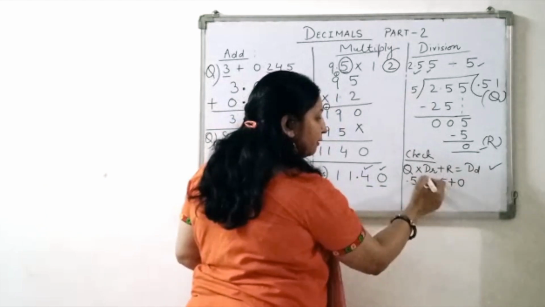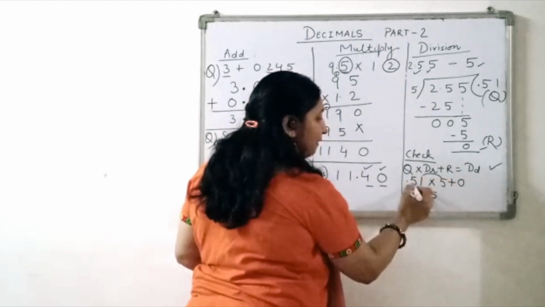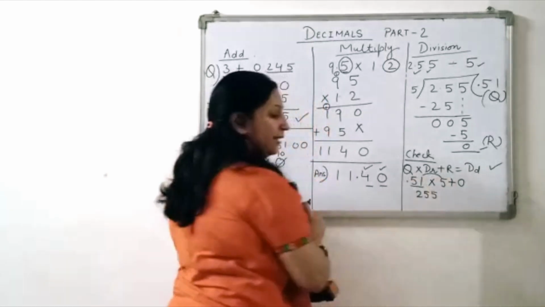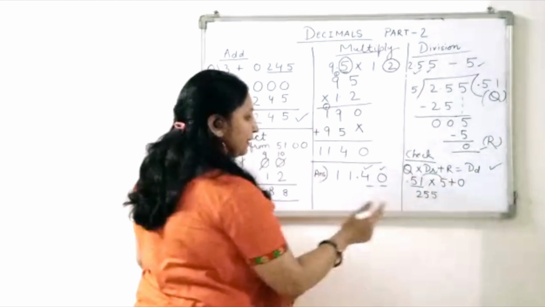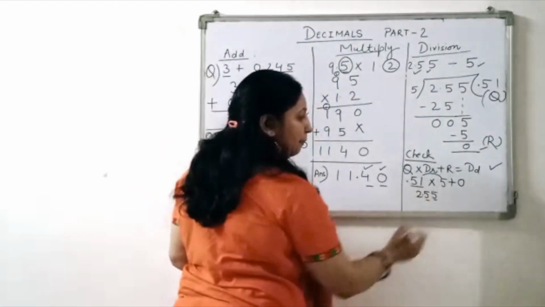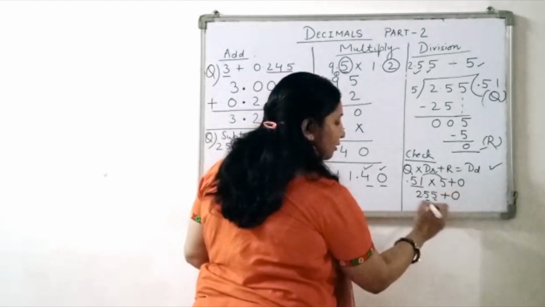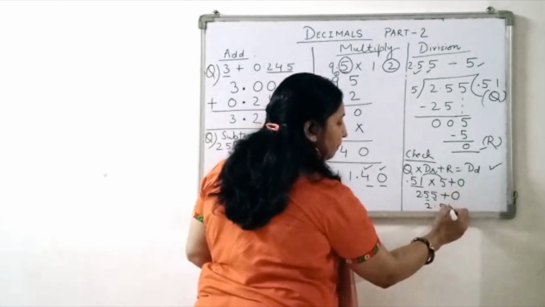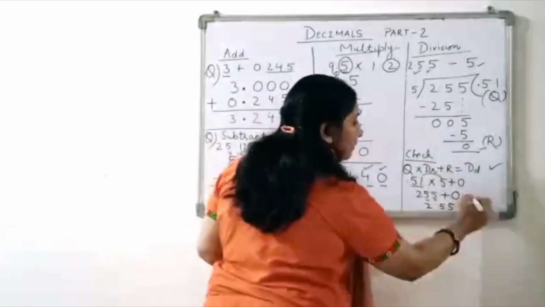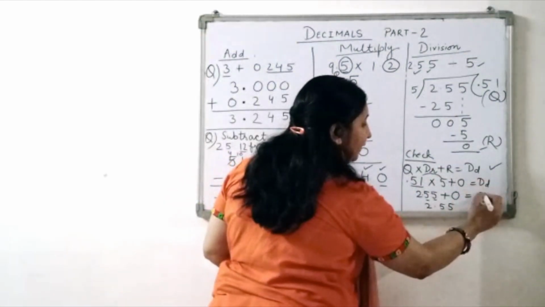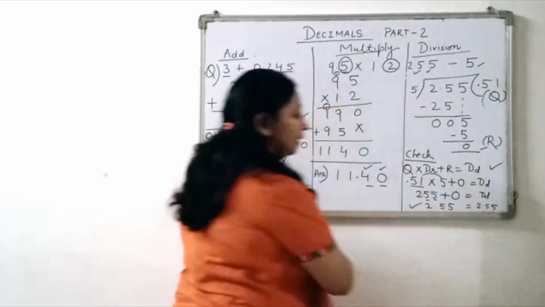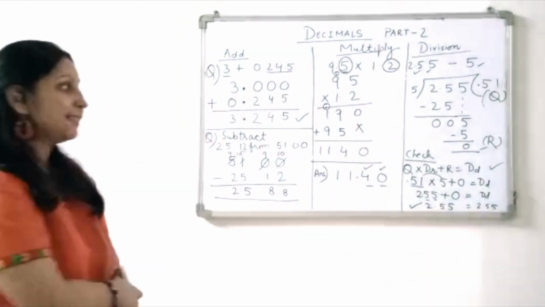Orally also we can do it: 1 5s are 5, 5 5s are 25. And after how many places do we have the decimal here? After 2 places. So from here after 2 places your decimal will come here, and anything added to 0 will give you the same number. Can you see this number and this number, it is the same. It means it is equal to your dividend and it is correct. It means you have proved that your quotient is correct.